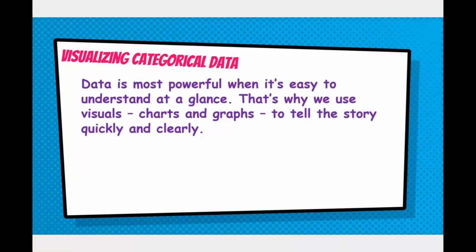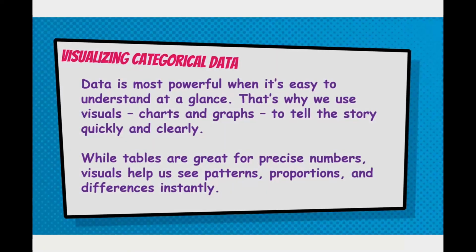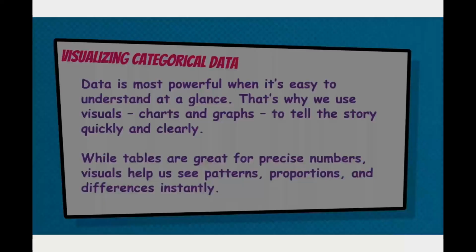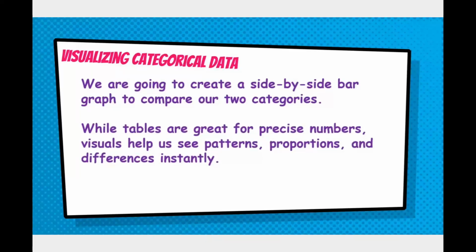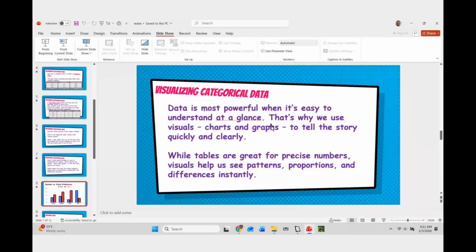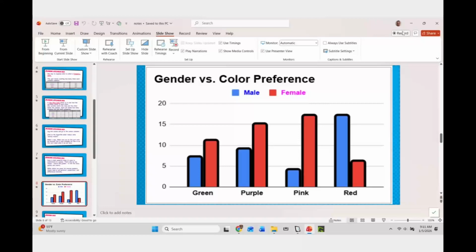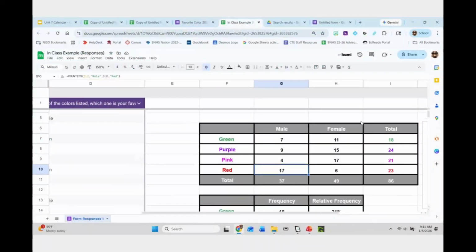Looking at it and creating a visual often helps us to tell the story quickly and clearly, and we can see even more from it. Tables are great for precise numbers. Visuals help us see patterns, proportions, and differences instantly. So we're going to create a side-by-side bar chart to compare our two categories. Here's what mine is going to look like. Let me show you how to do that real quick.